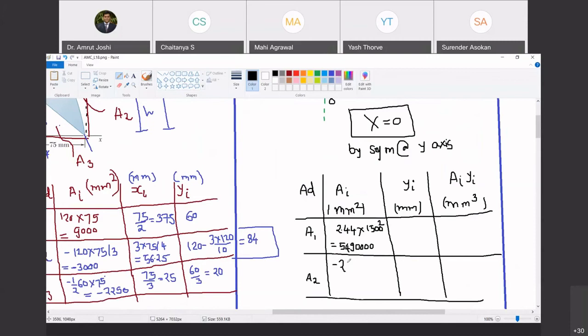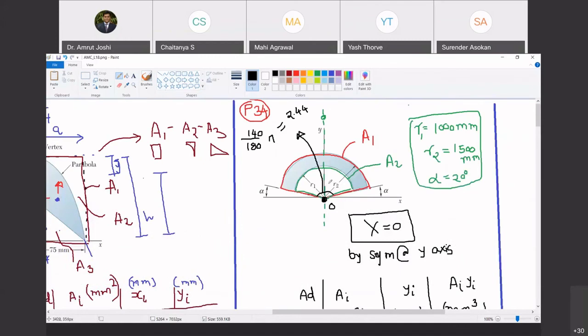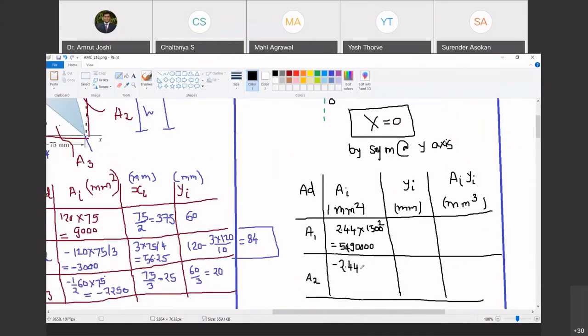Let us also calculate A2, but A2 is subtractive. It is going to be 2.44 as it is, multiplied by the square of the radius of the smaller circle, so that is 1000 square. Do you agree with me? Yes, sir. Now tell me how much is that? 244, followed by 4 zeros, but this is minus.